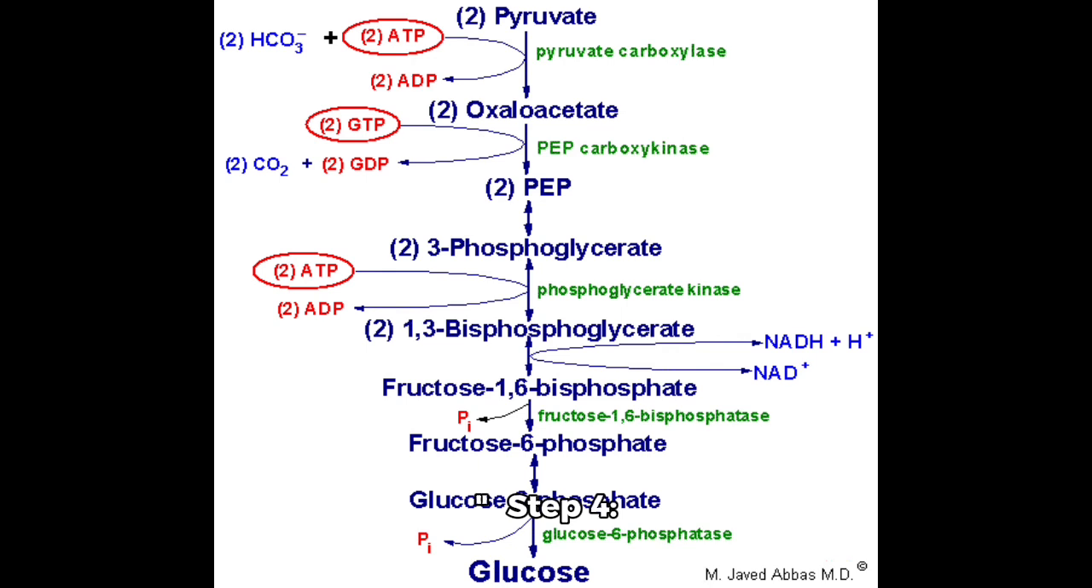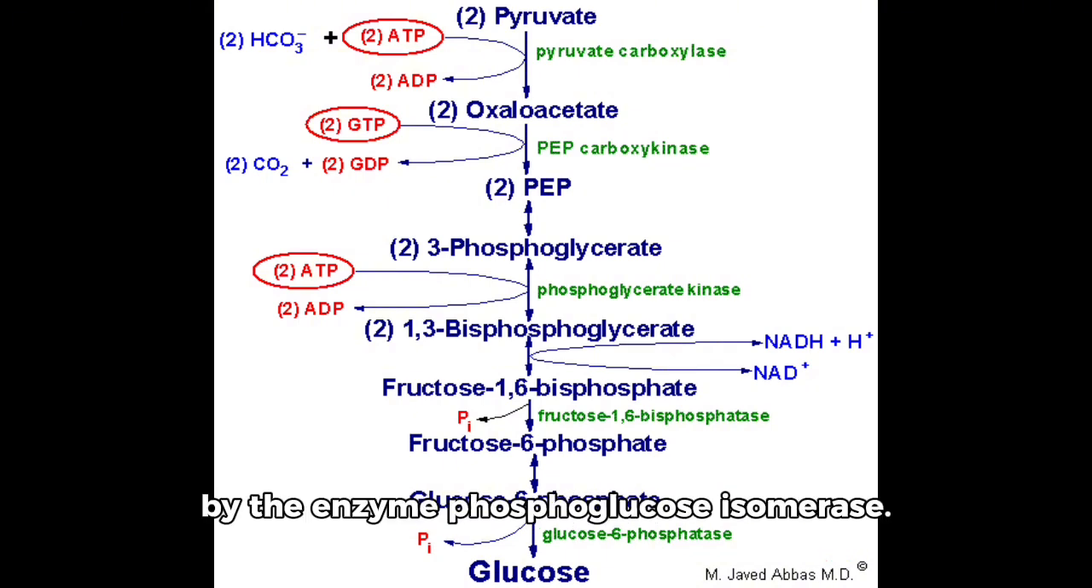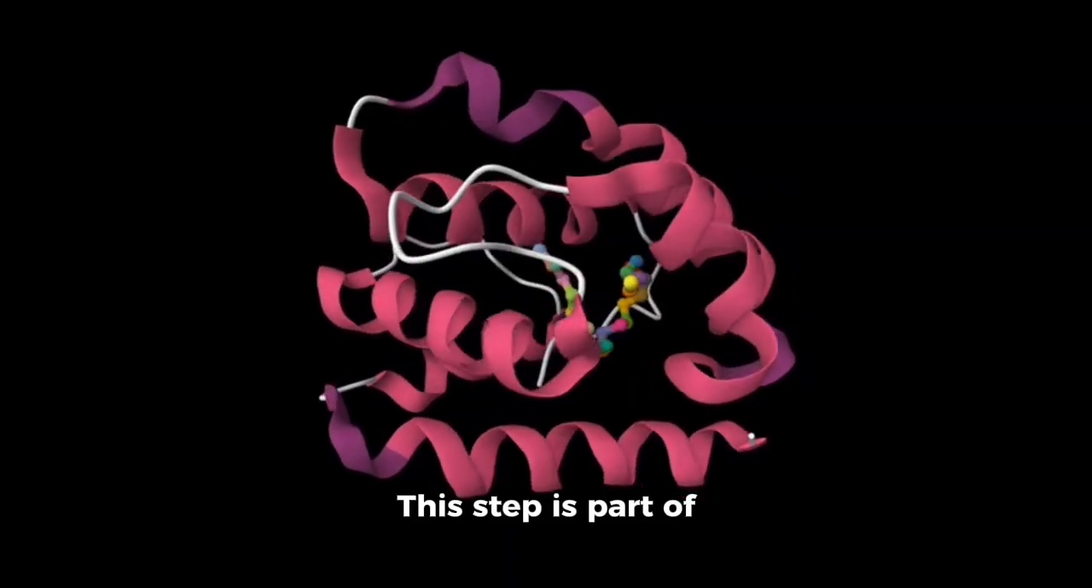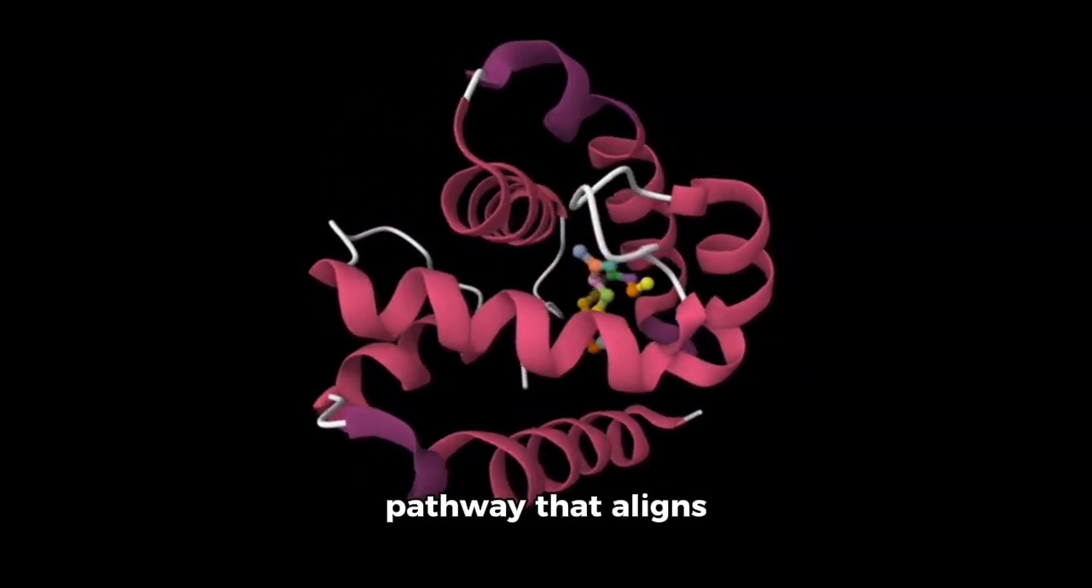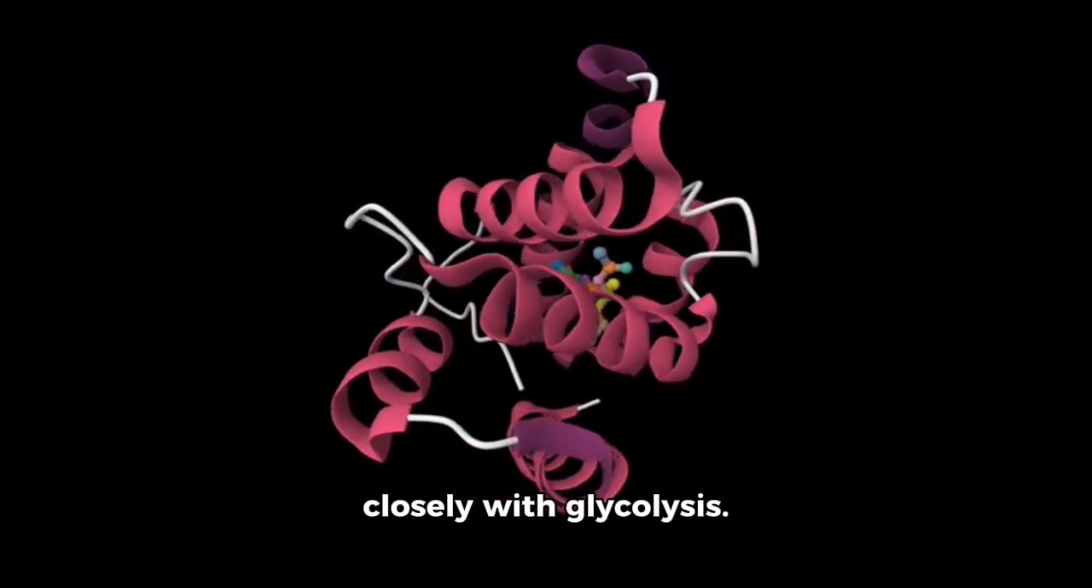Step 4. Fructose-6-phosphate to glucose-6-phosphate. Fructose-6-phosphate is then converted to glucose-6-phosphate by the enzyme phosphoglucose isomerase. This step is part of the gluconeogenic pathway that aligns closely with glycolysis.